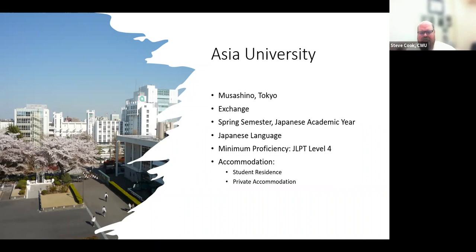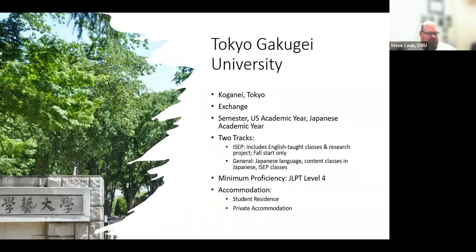The minimum proficiency level is fairly high, which is a level 4 on the JLPT test of Japanese language proficiency. And their accommodations options are student residence or private accommodation. The next partner in Japan is Tokyo Gakugei University, which is an education-based, it's a teacher training school, really.